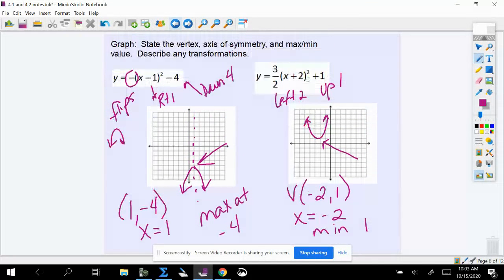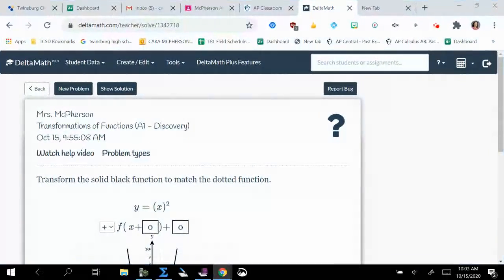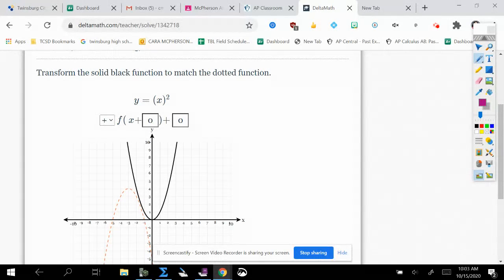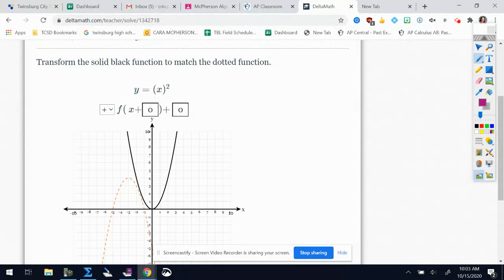I want to show you a Delta Math question just so you get an idea of how this is going to be done. So here's a Delta Math question. What they're going to ask you to do in Delta Math is the very first ones are going to guide you through it, saying we're going to start with x squared. How do we get this dotted parabola? I thought this was a nice one because it had a lot of things going on with it. Just want to show you what's going to happen on your screen.